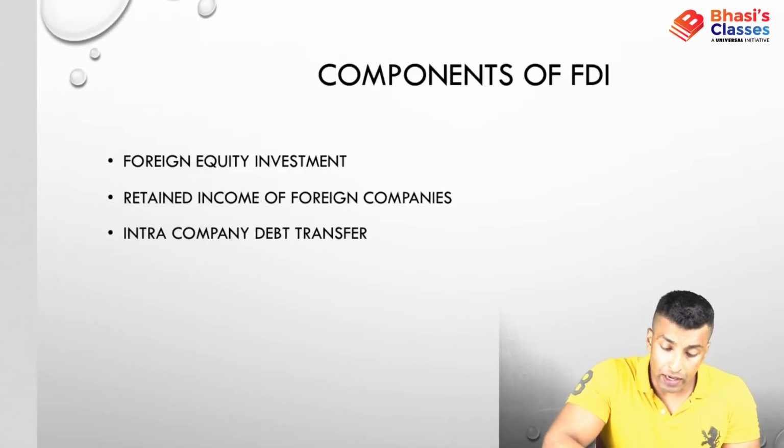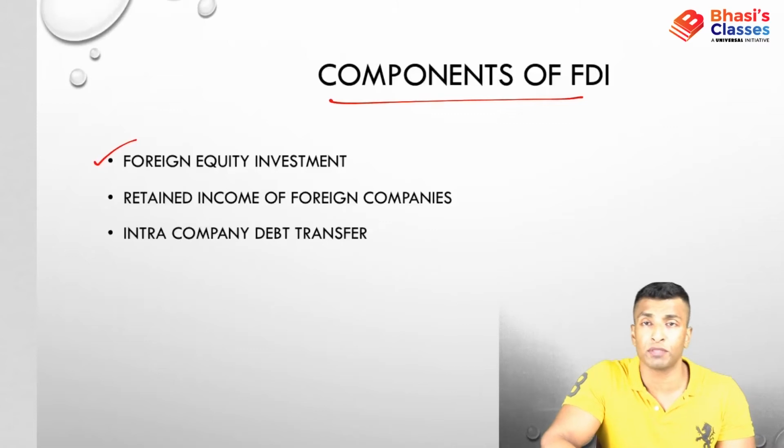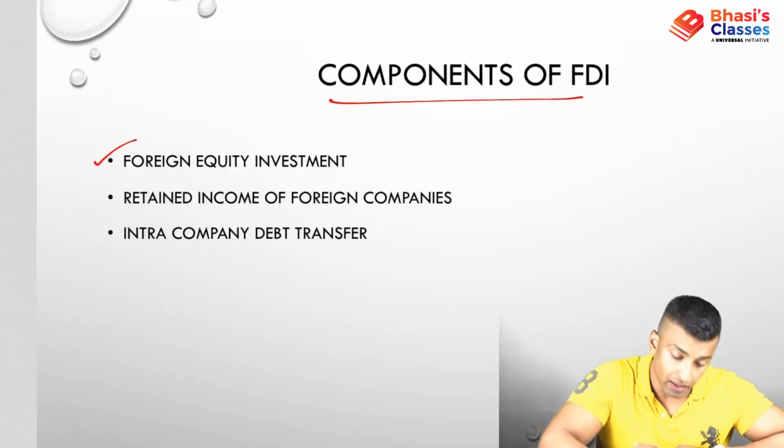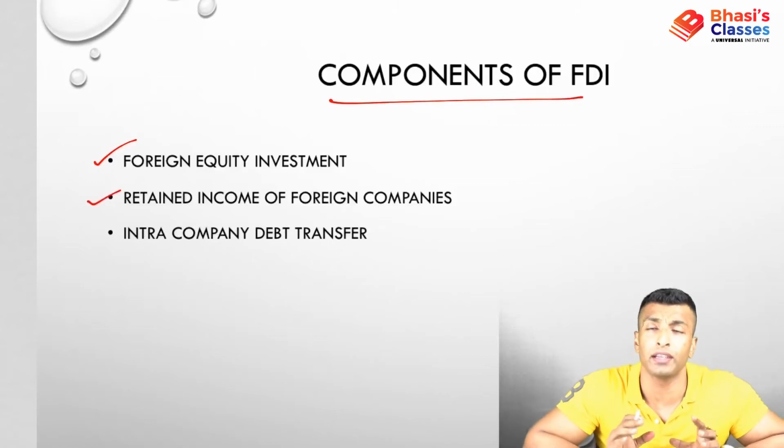Now let's look into the components of FDI. What are the components of FDI? Firstly, you have foreign equity investment, that is the actual investment. Then you have the retained income of foreign companies. What do you mean by retained income? Retained income is actually the undistributed profit.